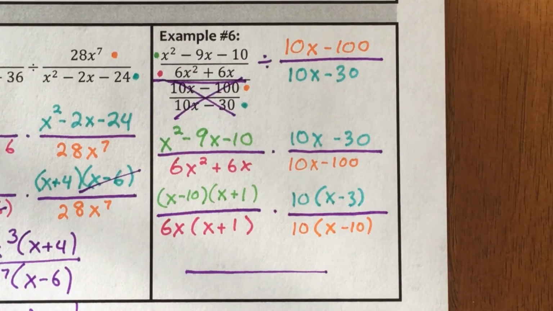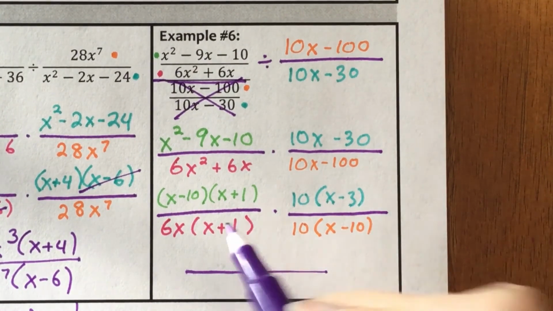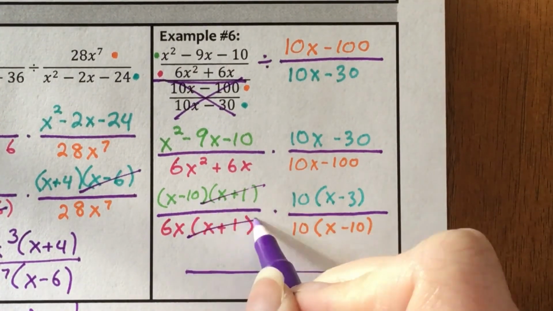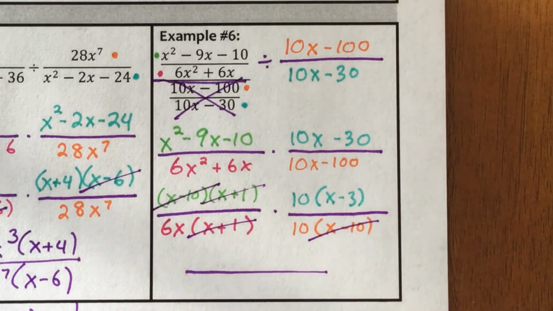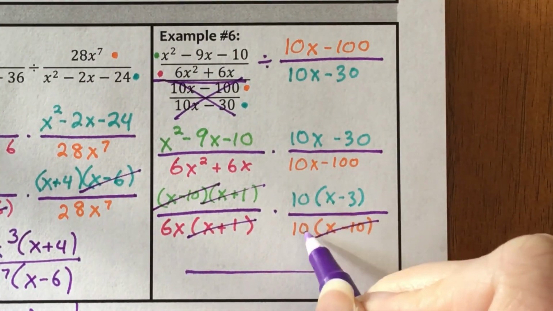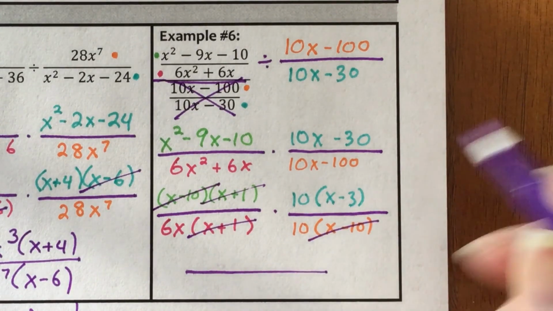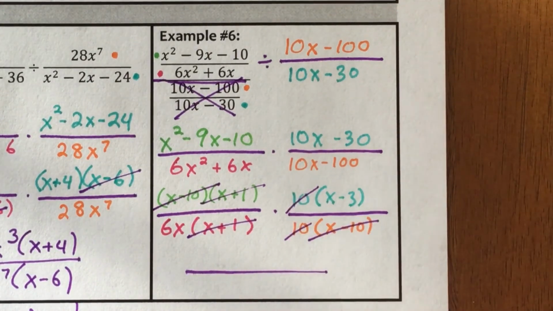All right, what can we cross out? What matches? So we have an x plus 1 on top and bottom, cross, cross. x minus 10, top and bottom, cross, cross. We have GCFs that were both 10. Since they perfectly match, they can cross as well. They were outside, they were not part of another factor.